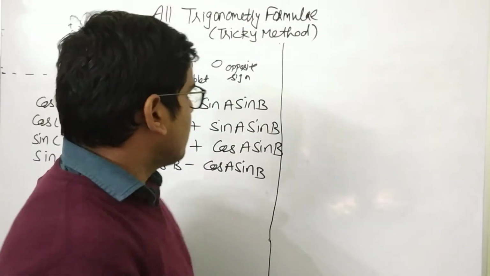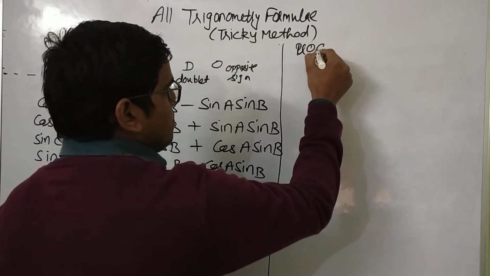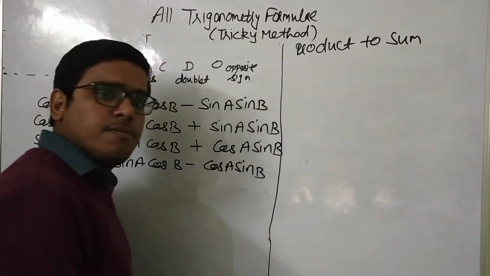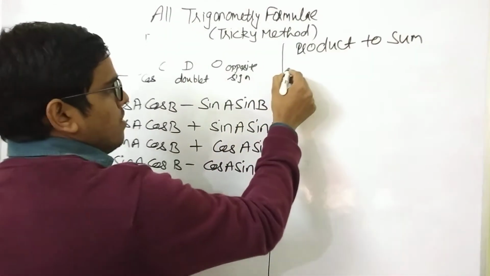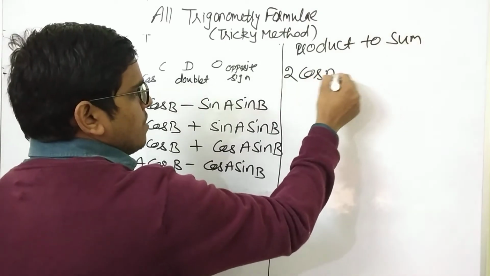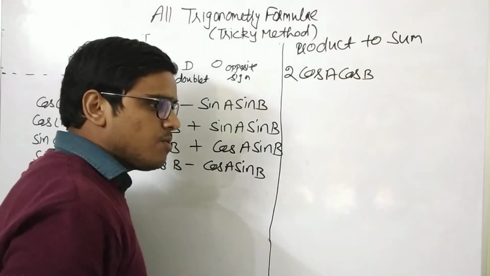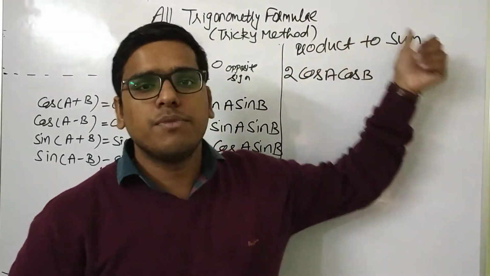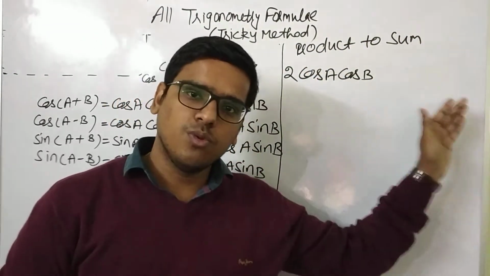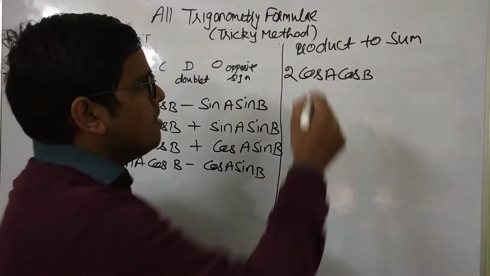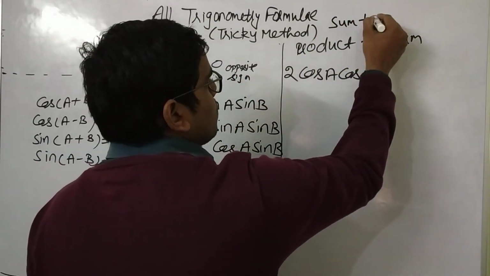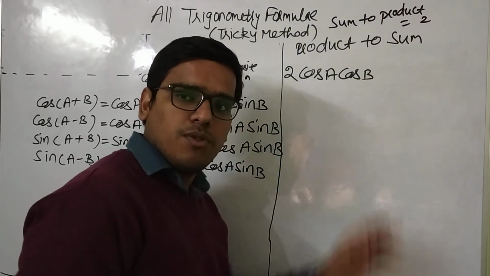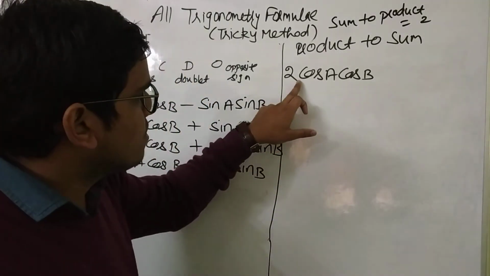Yes students, our next form is product to sum. It means you will find the product on the left hand side and the sum on the right hand side. 2 cos A cos B. And one thing I forgot to tell you, that there will be a 2 in every formula in case of sum to product: 2 cos, 2 sin, 2. In sum to product form, there will be a 2 in every formula on the right hand side. That is the 2 coming here.